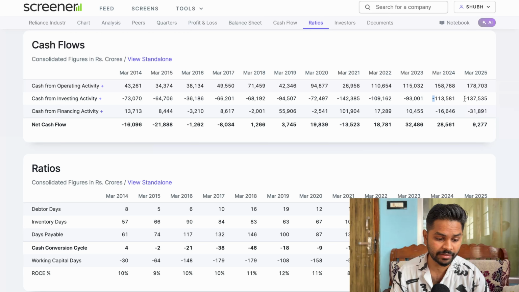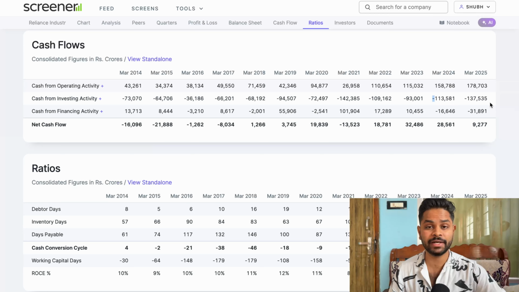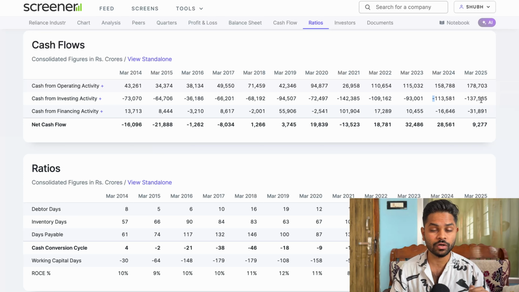In 2025, the minus was 137,535, which means Reliance Industries in 2025 has spent more on investment than last year. So that is what the negative tells you. It's not a loss. It means the cash has gone out. Now it's our job to look at where exactly Reliance Industries has spent money on investment, whether it was to buy land, whether it was to buy inventory, or wherever they have spent money, that we have to look into. We will look into it sometime.